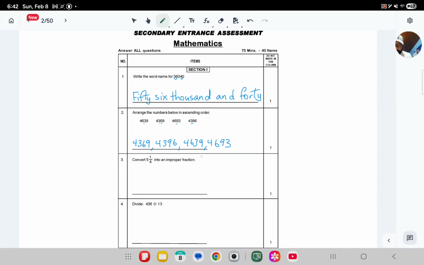To convert a mixed number to improper fraction, we multiply the whole number by the denominator and we add the numerator and place that all over the denominator. So 5 multiplied by 4 is 20, add 1 is 21 over 4.